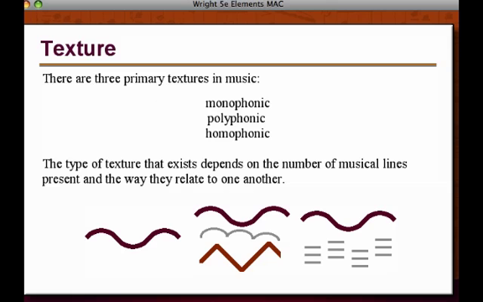I like these pictures, these little graphs, to show you the 3 types of texture. The first one is this purple squiggly line, and what that represents is a melody. So that would be an example of a monophonic texture. It could be you singing in the shower.